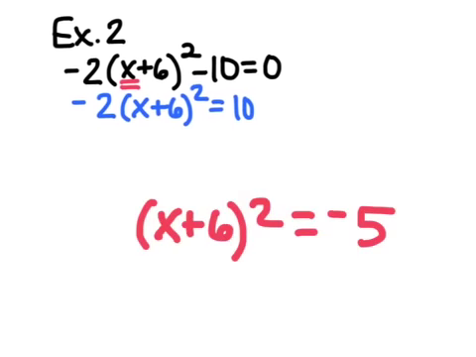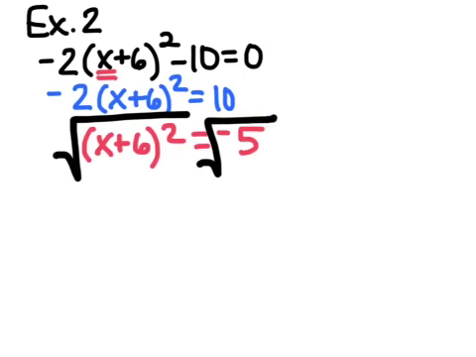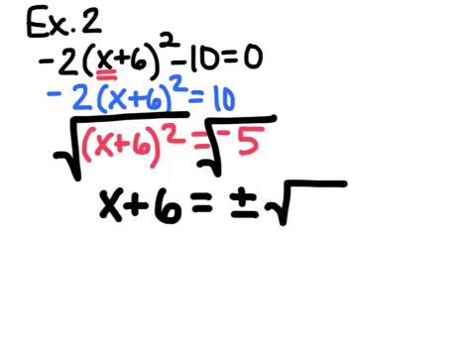So, getting a little more space here, the next step would be to take the square root of both sides to undo the power of 2, to undo the squaring. When we do that, we're left with just x plus 6 on the left side. And then we have, let's see, it would be plus or minus, positive or negative, square root of negative 5.